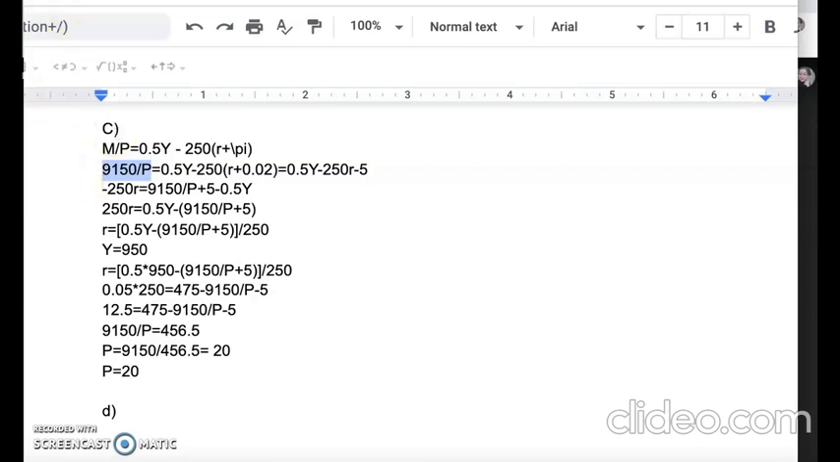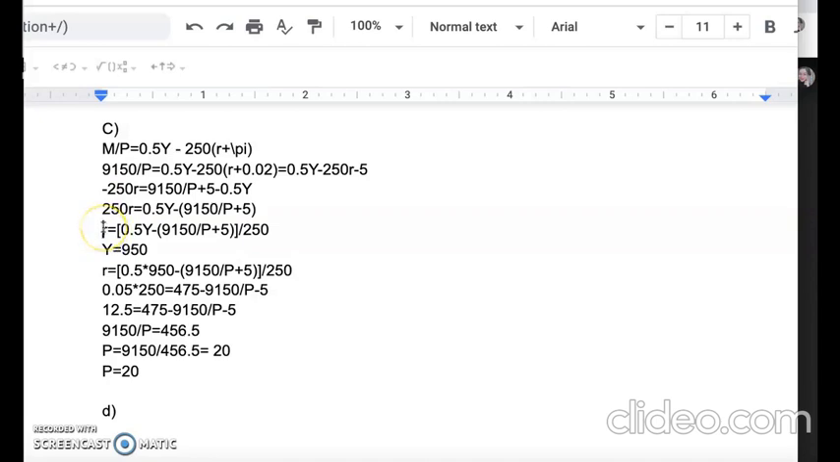And we have money supply equals 9,150, and this is the equation for the money demand. We just replace all the known values from the problem, for example P, which equals 0.02, and at the end we will get this kind of simplified equation.